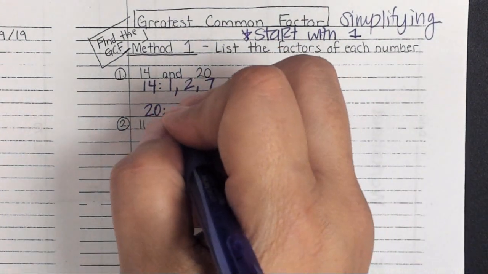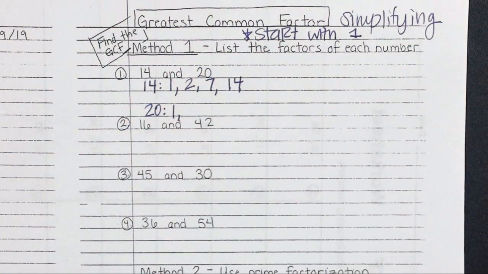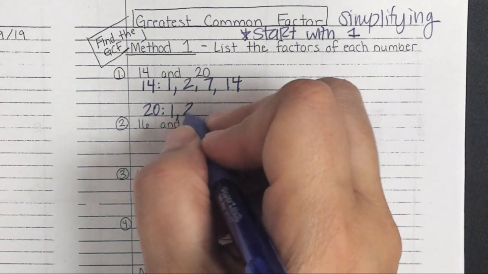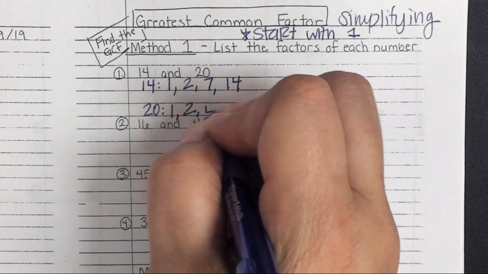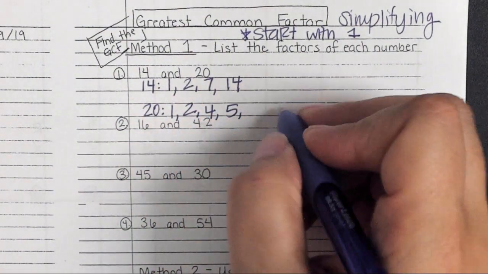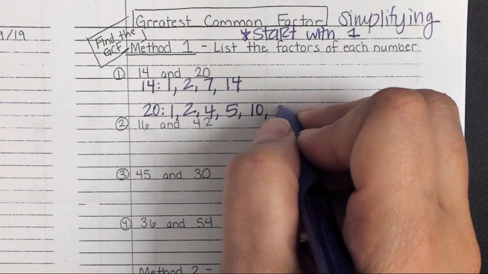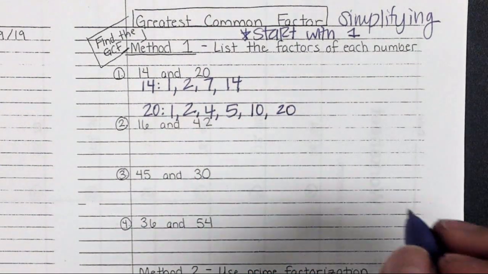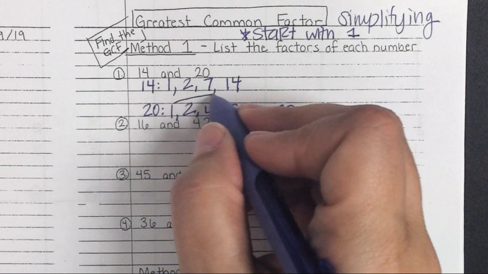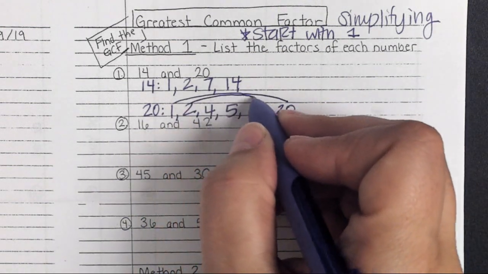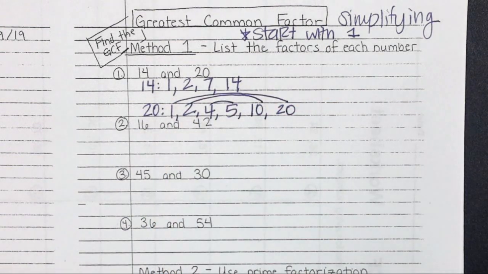1. Let me back up and say this: your first factor will always be 1. Okay? 2, what else? 4, 5, 10, 20. When you list factors, it should make this nice little rainbow. 1 times 20, 2 times 10, 4 times 5. There are your factor pairs.